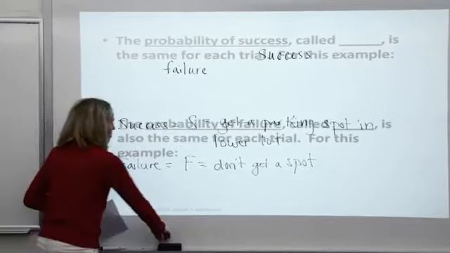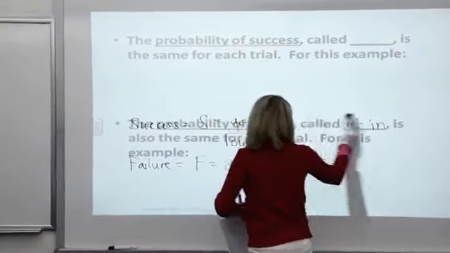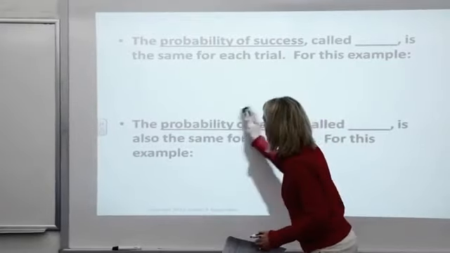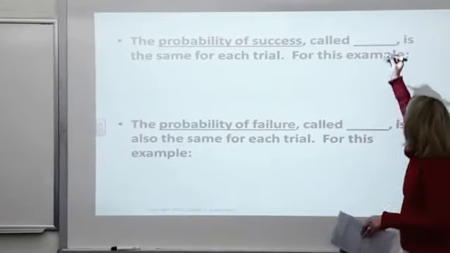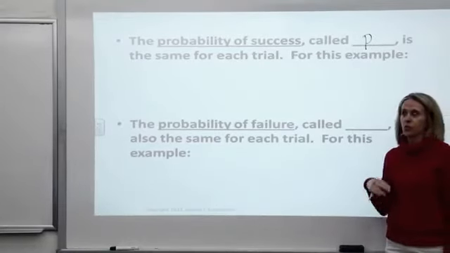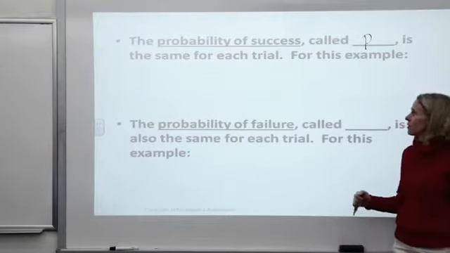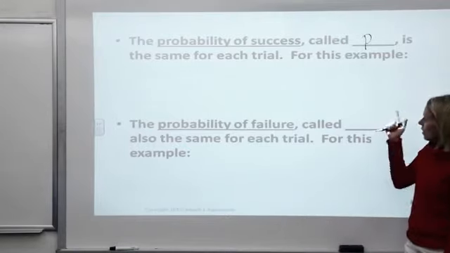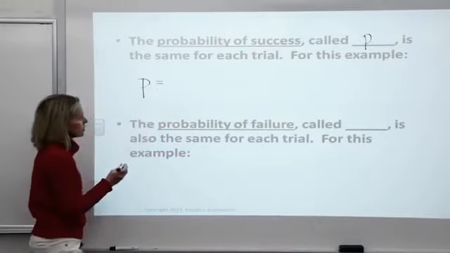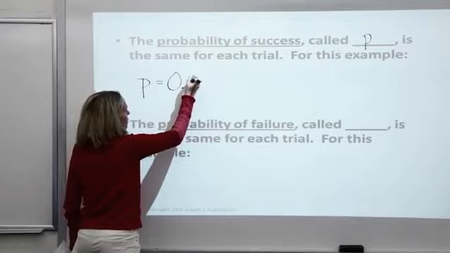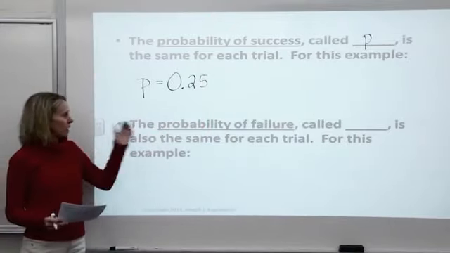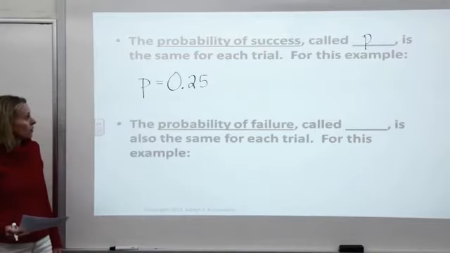The probability of a success we'll label with a lowercase p. It has to be the same for every trial. So it would have to be that every day you come in, that wouldn't change. And so for this example, we said there's a 25% chance that you get a spot. So every day we're going to say the probability that you get a spot is 0.25. 25% chance on Monday, 25% chance on Tuesday, and so on.